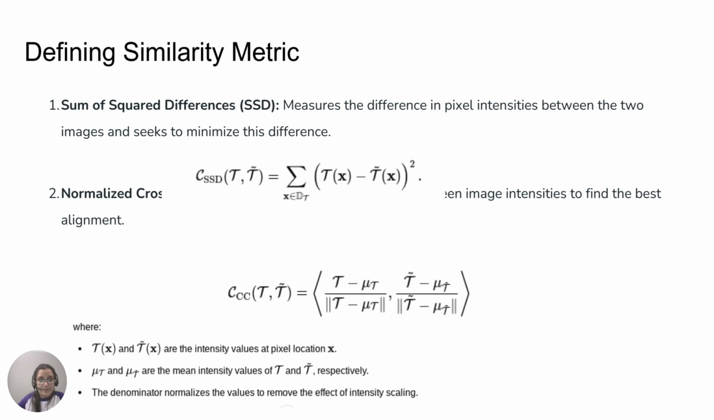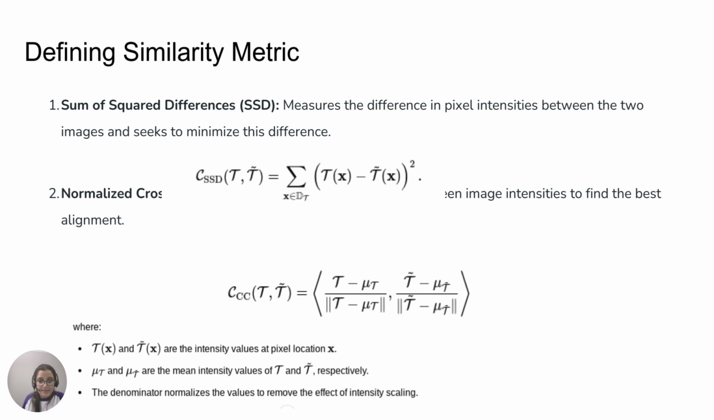Now, how do we define the similarity metric? The most commonly used metrics, the first one, is the sum of square differences. It is used in image registration to see how similar two images are by computing the squared intensity differences at corresponding pixel locations. So it computes the pixel-wise square difference, and a lower SSD value indicates better alignment. A higher value suggests more dissimilarity.